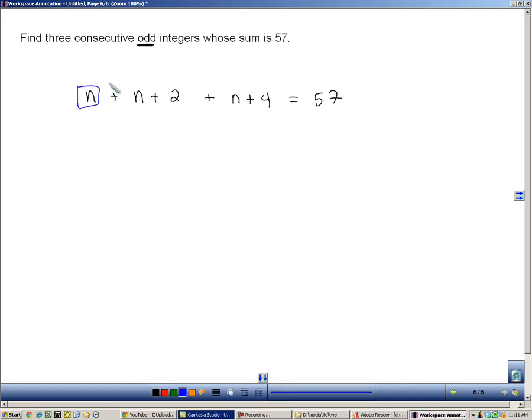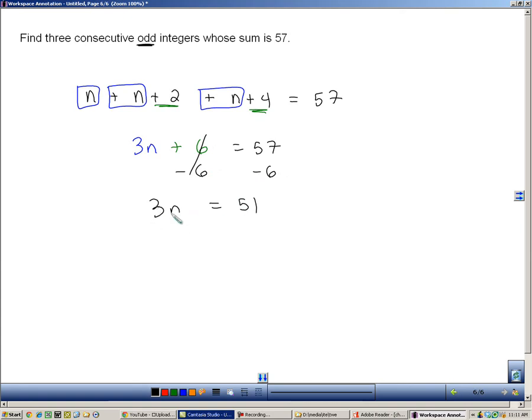Let's collect like terms. I have an n plus an n plus an n. That's going to give me 3n. And then I have a 2 and a 4 that are on the same side, so plus 6 equals 57. Now you notice an equation that requires multiple steps to solve. Do PEMDAS in reverse, so we'll start by subtracting 6 from both sides, creating a 0. 3n equals 51, and then since the 3 is connected with multiplication, I will do the opposite of that, divide. So n equals 17.